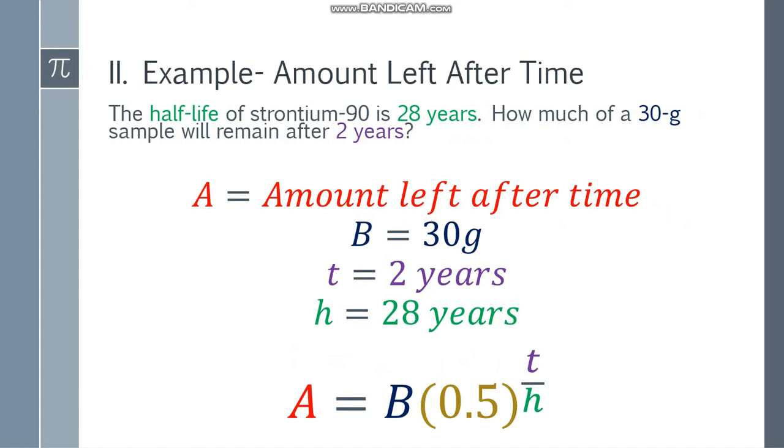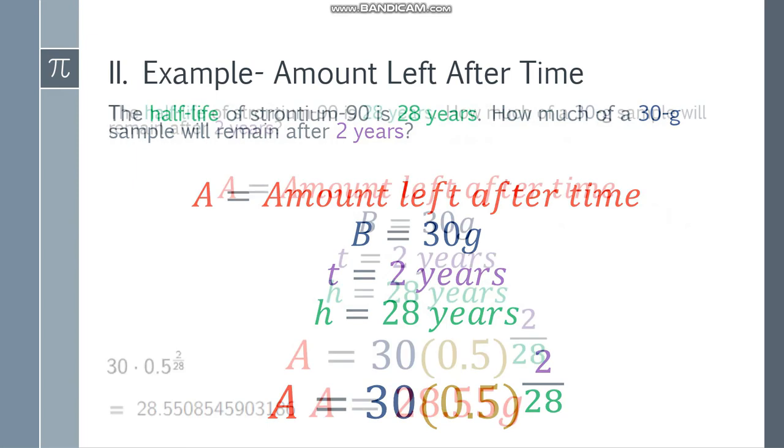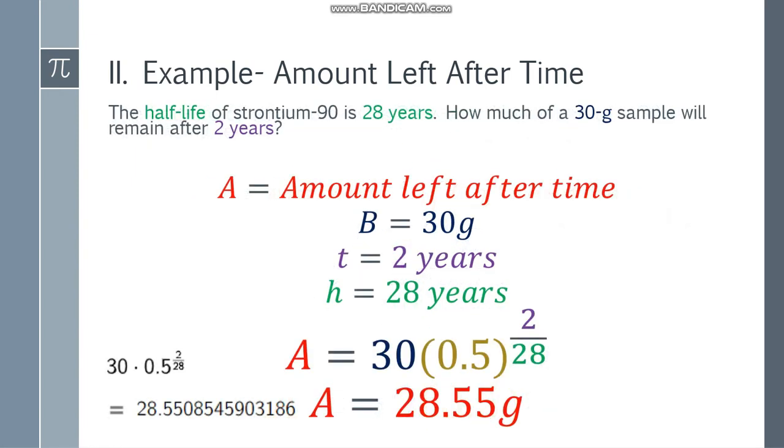Now, substitute the values. We have A is equal to 30 times 0.5 to the exponent 2 over 28. This is color coded, so it will be easy for you to check. Now to find this value, just use the calculator and input it directly, and you will get an answer of 28.55 something, or 28.55 grams.